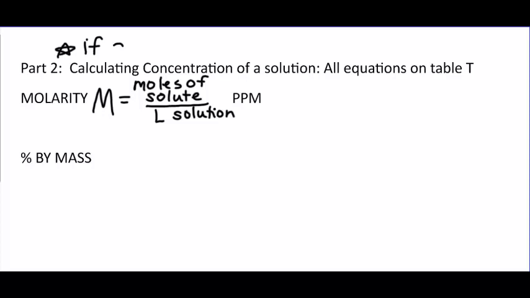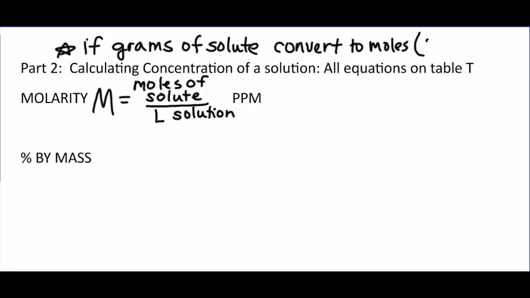Okay, so if they give you grams of solute, you convert it to moles before you plug it into the formula. The way you convert it to moles is by dividing by the formula mass. Okay, then plug it in. All right? So you convert it to moles, then plug it in. Do not plug grams in. Do not. That's going to be a choice. They're going to give you purposely that wrong answer because they know that's what kids do.